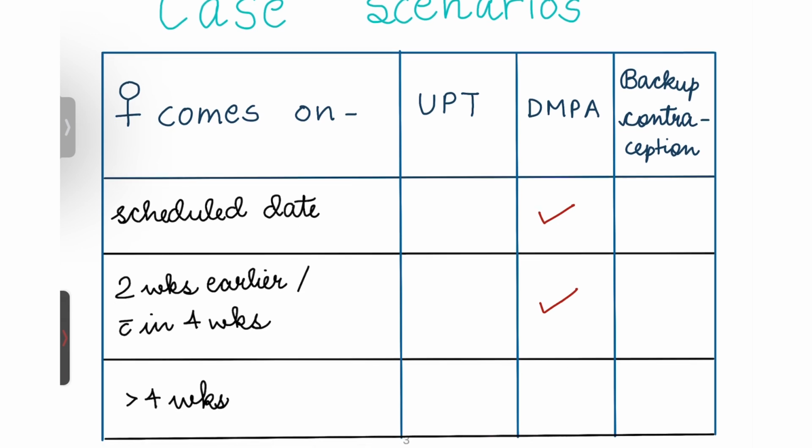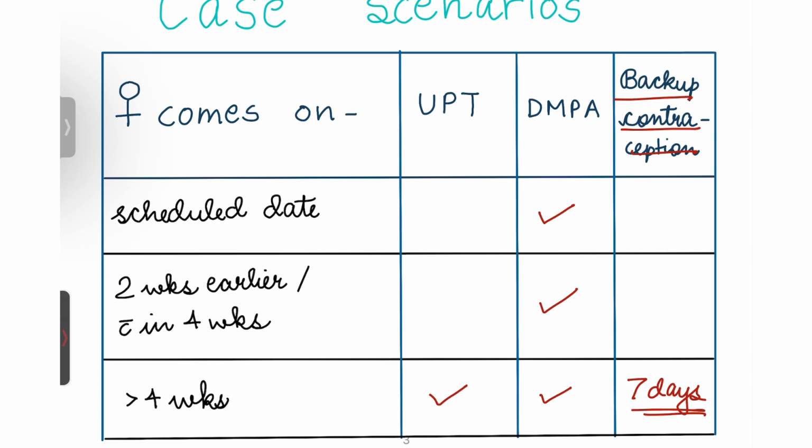Next, what if she comes after 4 weeks? Then we will have to rule out pregnancy. For that, we will do a UPT, urine pregnancy test. After that, we will give her the DMPA injection. And then we will also tell her to use a backup contraceptive for 7 days. So this is how we are going to counsel.